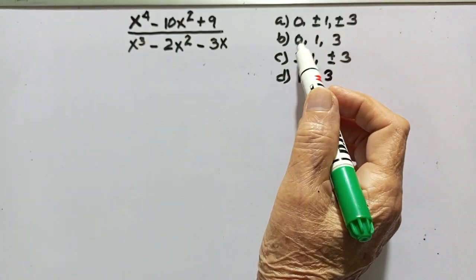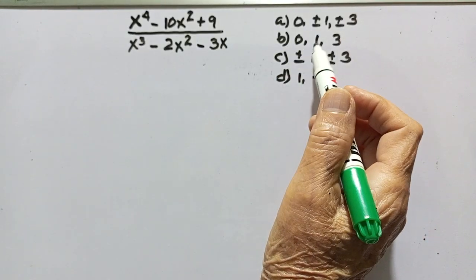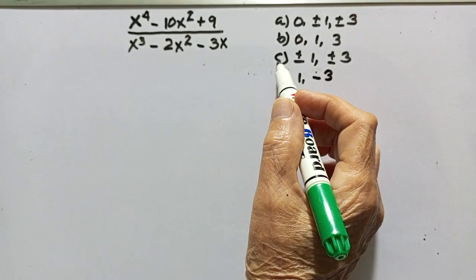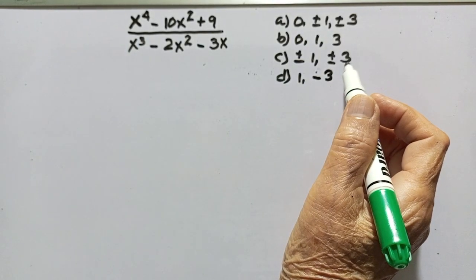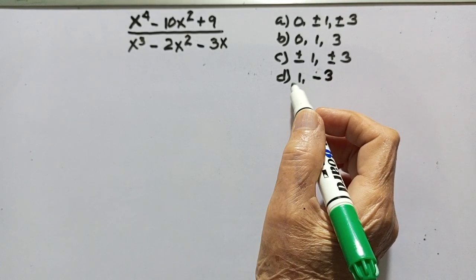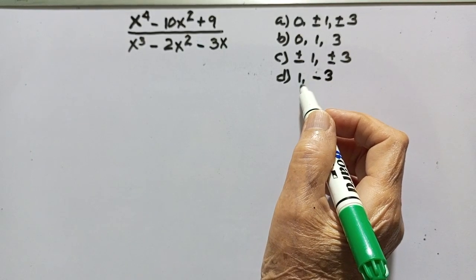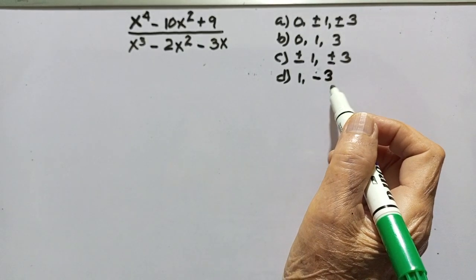And then B, 0, 1, and 3. Letter C, plus minus 1, plus minus 3. And finally, D, we have 1 and minus 3.